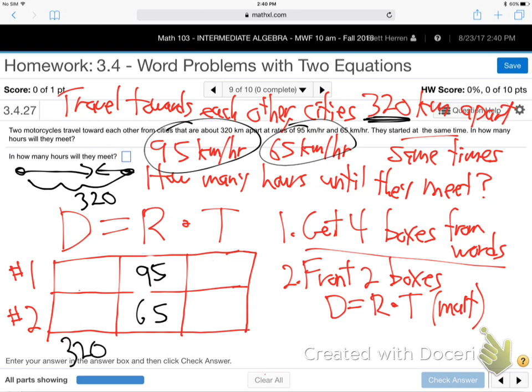Well, you could put it down here if you want. You don't have to put it anywhere. It doesn't really go on the table. But I'll put it down there to remind us they're going to add up to be the 320. They're going to together cover the 320. Does that make sense? Let's go on.